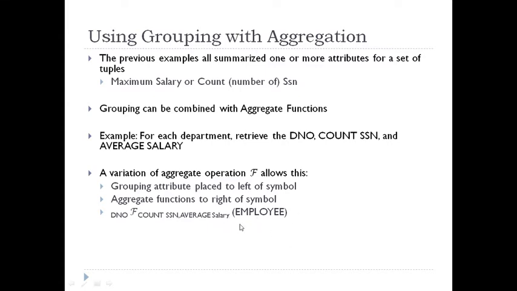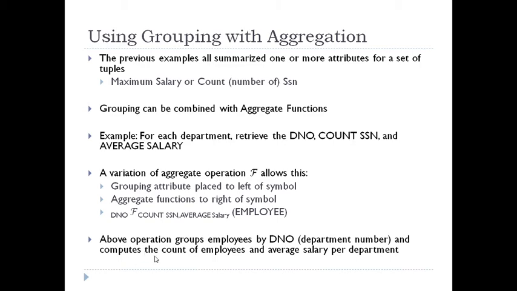Then give the relation name. From employee relation we are doing this. So write the relation name as employee. So here first what it will do, it will apply the grouping function. That means it will group according to the department number, and then it will find out how many employees are there. That means it will apply the count function. Also, it will apply the average function on the salary attribute.